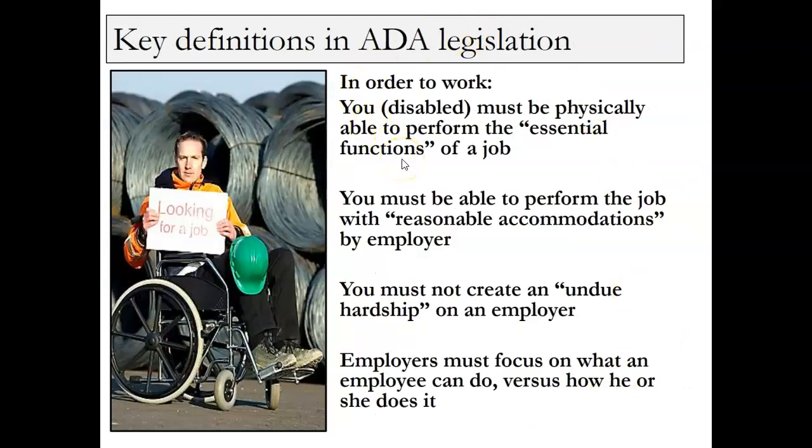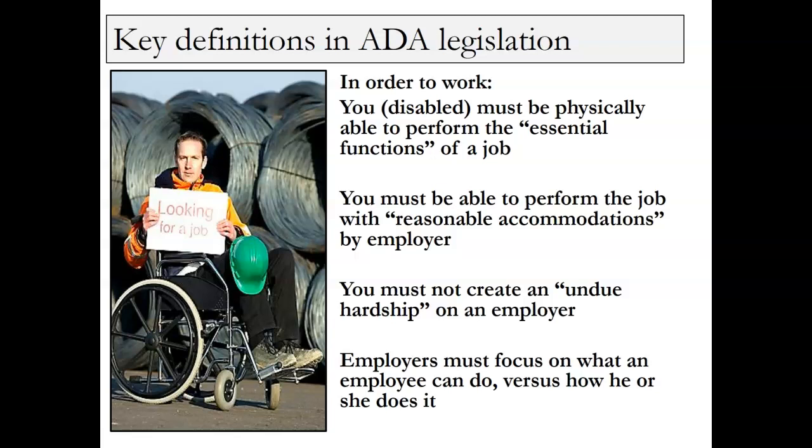Key definitions within this ADA. In order to work, the disabled person must be physically able to perform what's called the essential functions of the job, the key characteristics you need to do the job. Some parts of the job may not be as essential as others, usually just like a job description. This is what you really need to do this job. You must be able to perform this job with reasonable accommodations. Most accommodations are really low cost and quite easily done. A lot of them need to already be incorporated within the ADA, but within a particular job, you have to have these reasonable accommodations.